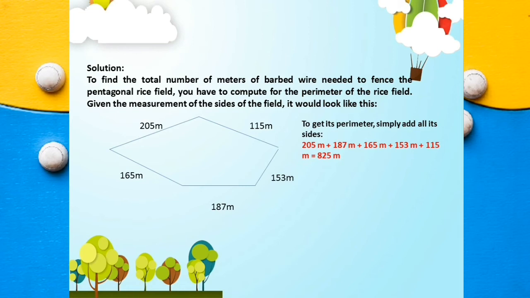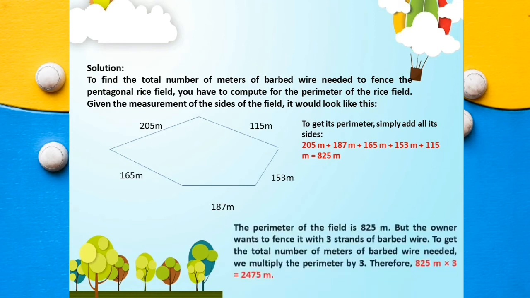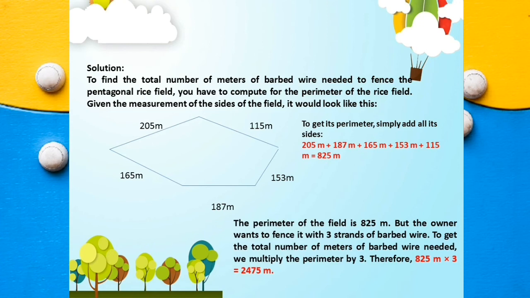So add 205 plus 153 plus 115 and so on, which is equal to 825 meters. Don't forget the unit. The perimeter of the field is 825 meters, but the owner wants to fence it with 3 strands of barbed wire.